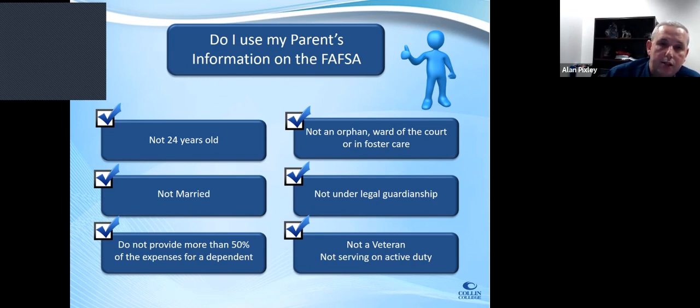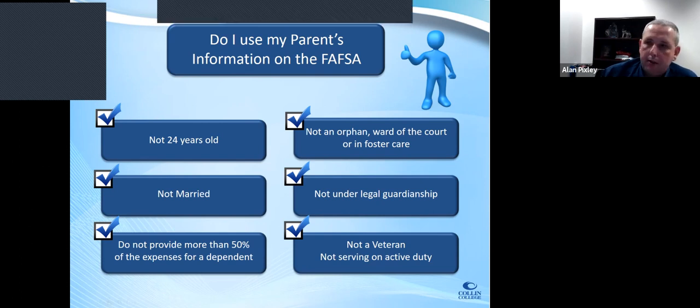So this is ways that you would use your parents' information. If you are not an orphan, or you're not a ward of the court or in foster care, if you're not under legal guardianship, then you're going to use your parents' information. If you're not a veteran, not serving on active duty, you would use your parents' information.